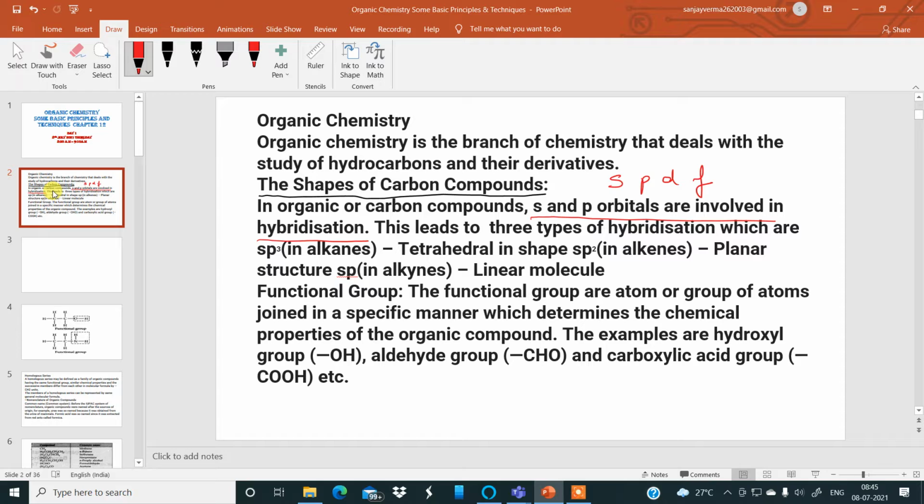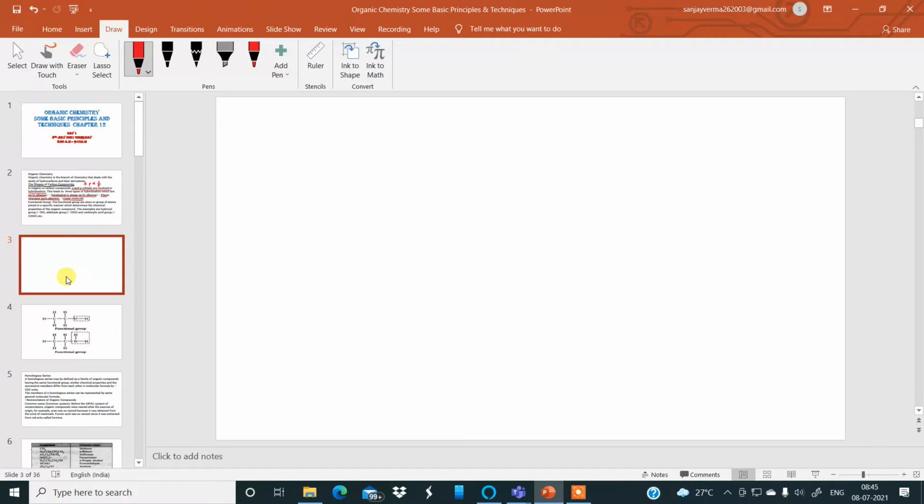So, this leads to three types of hybridization in organic chemistry. sp3 is the first one, in alkanes, tetrahedral in shape; sp2 in alkenes, planar structure; sp in alkynes, linear molecules. These are the three generally observed shapes in hydrocarbons. Before proceeding to the functional group, I was talking about orbitals. Let me first make this idea about orbitals clear to you.